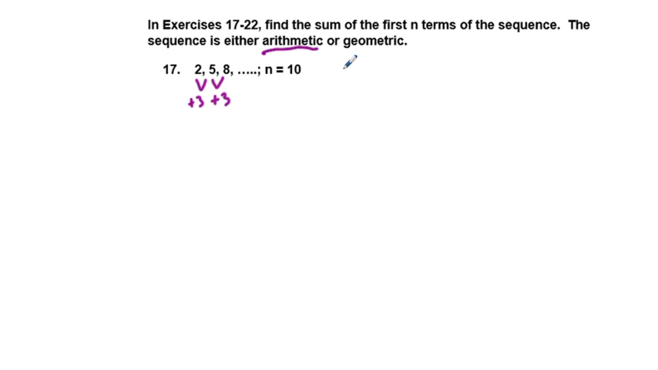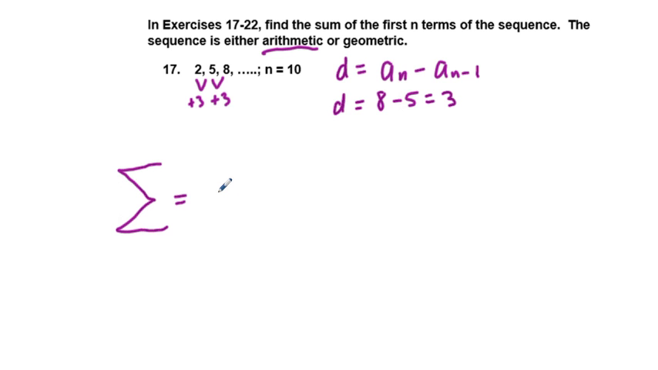And what is our common difference d? Well, that's going to be a sub n minus a sub n minus 1. So we have 8 minus 5, which equals 3. So our common difference is 3. Our formula is going to be, let me write this right in sigma notation, sigma is equal to, we go back to our previous video lesson, n, the total number of terms, times a sub 1 plus a sub n, which constitute our first and last terms, and divide that by 2. So the average of the first and last terms times the number n.